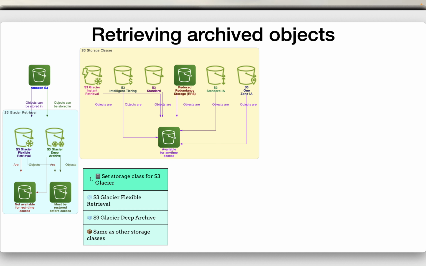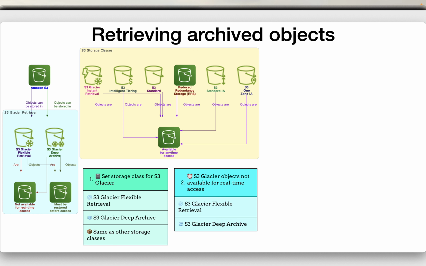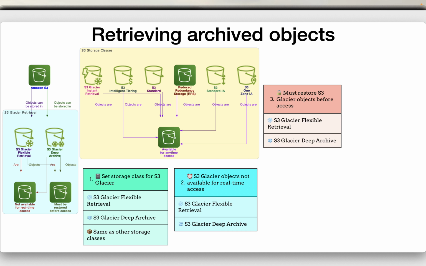So you can set the storage class of an object to S3 Glacier Flexible Retrieval or S3 Glacier Deep Archive in the same ways that you do for the other storage class. However, S3 Glacier Flexible Retrieval and S3 Glacier Deep Archive objects are not available for real-time access. So this is to remember, this is not available for real-time access. You must first restore S3 Glacier Flexible Retrieval and S3 Glacier Deep Archive objects before you can access them.